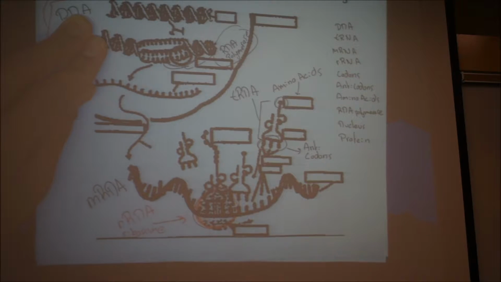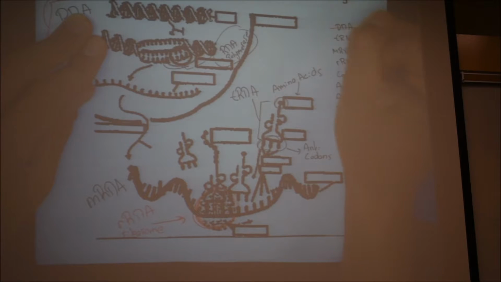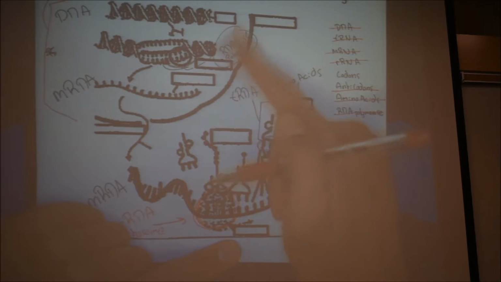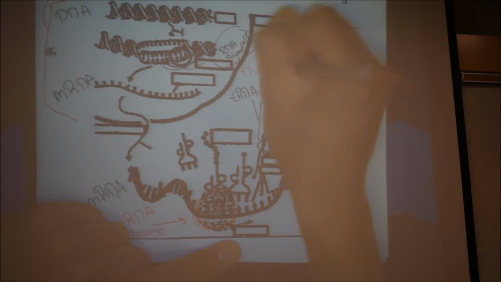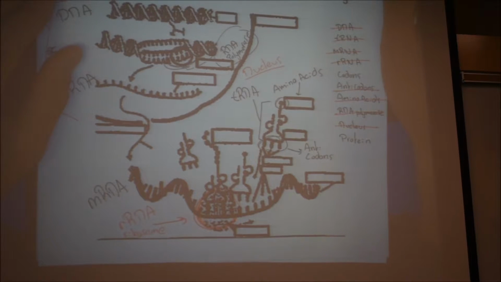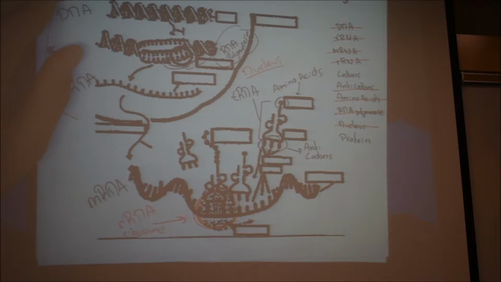Excellent. Okay, so let's walk through the narrative really quick. We've labeled DNA, tRNA, mRNA, rRNA, the anticodons, the amino acids, the RNA polymerase. We know that the nucleus is this big old bubble right here, where everything is being held. We have yet to label protein and codon. So really quick, where are the codons located? It's that very bottom square. This one? Yeah.